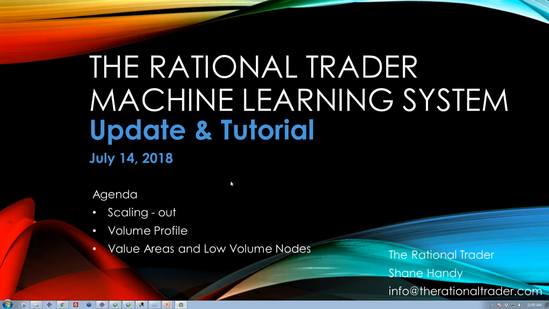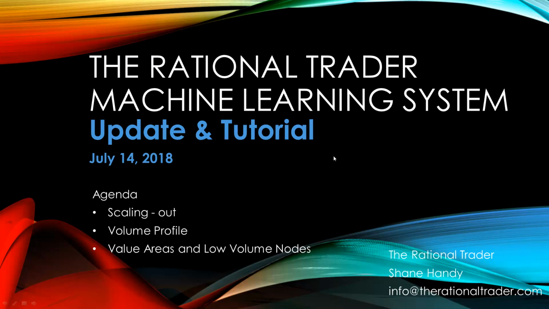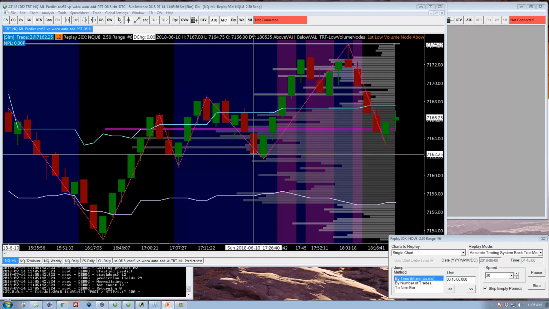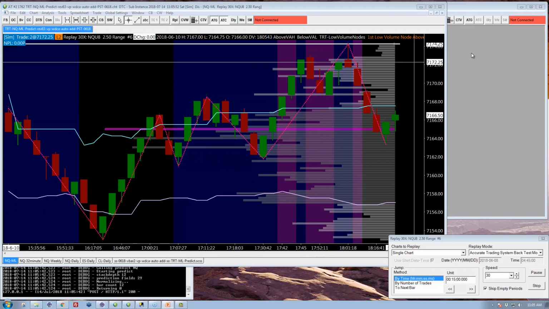We're going to talk about scaling out. So starting with more than one contract and scaling out, but then also auto adding, and how did the testing go? And then we're going to talk about volume profile and some of its characteristics. All right. So in fact, those of you that were here earlier may have seen there's a test running in the background. We'll go over this in just a minute.